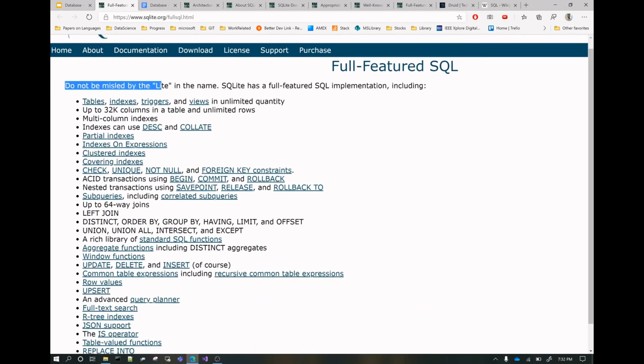And well, rightly so, they do say that in the documentation: don't be misled by the light in the name. So if you see, it has implementation for tables, indexes, triggers, views, everything that you use in a SQL database. Multi-column indexes, you can have unlimited rows, 32k columns, you have all those foreign key constraints, uniqueness, ACID transactions. So you get the feel. It supports everything that any other relational database will support. This is what is meant by full featured SQL.